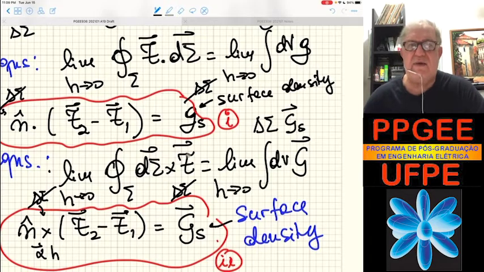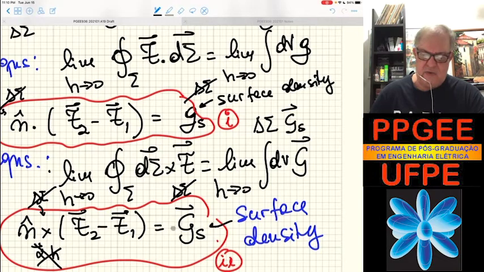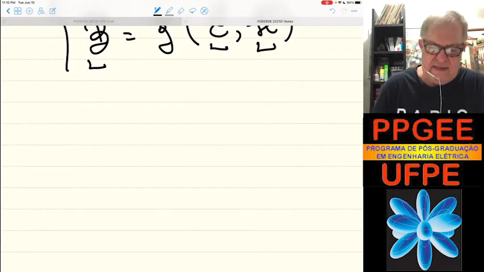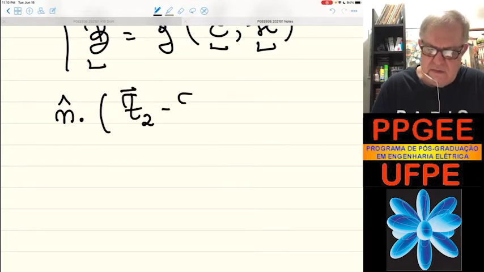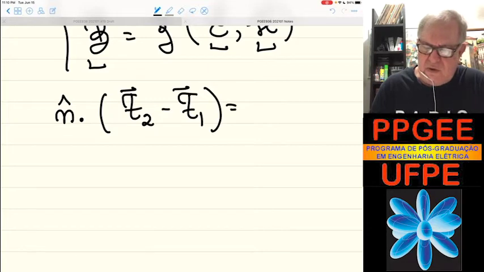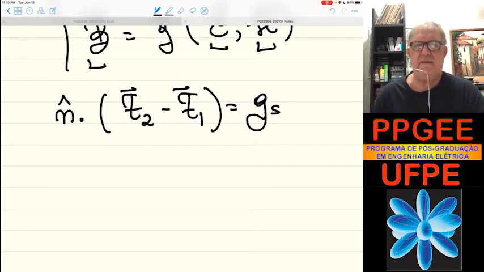Again, we are talking about fields. Fields cannot be confined on an interface. So this goes to 0 as h goes to 0, and we obtain this equation. So in summary, the boundary conditions we get are those. There's a discontinuity in the normal component of fields equal to the surface density, whatever that density is.